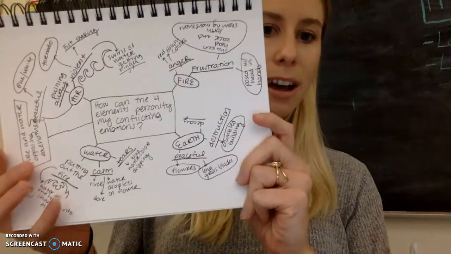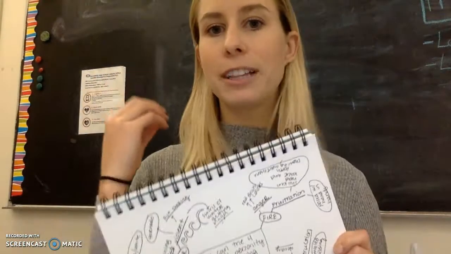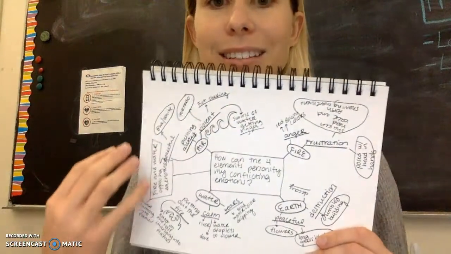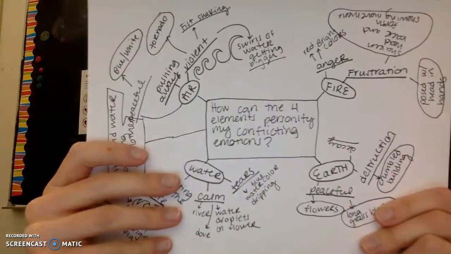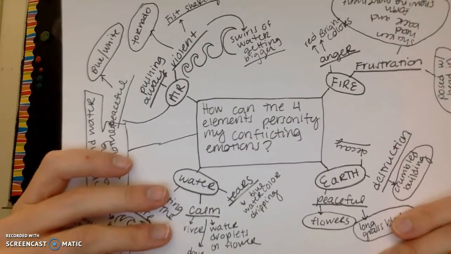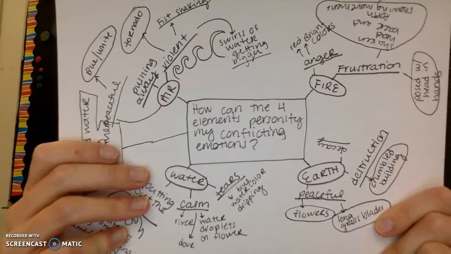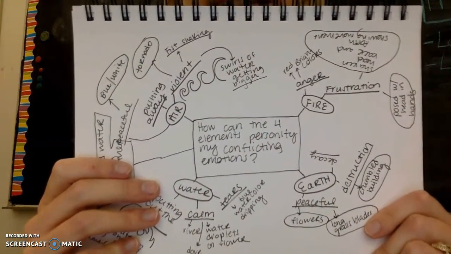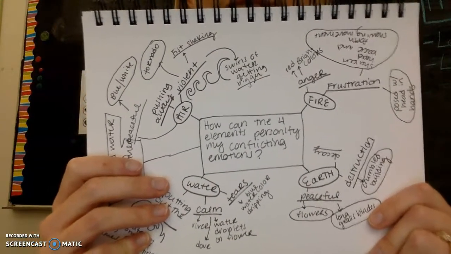Here's an example of what a mind map looks like. So it's just taking the ideas and different things that are in your mind and mapping them out to somewhat make sense and begin to organize your ideas. So in the middle here, you're going to start with writing down how or what your essential question is. So this one here that I'm basing this project off of is how can the four elements personify my conflicting emotions? So the four elements are air, water, earth, and fire.